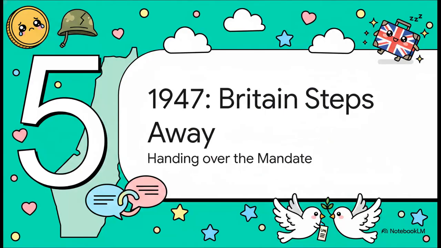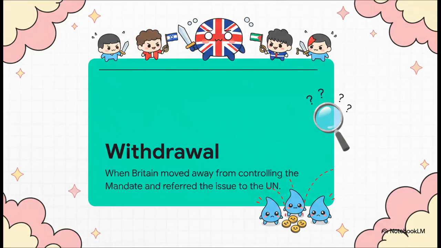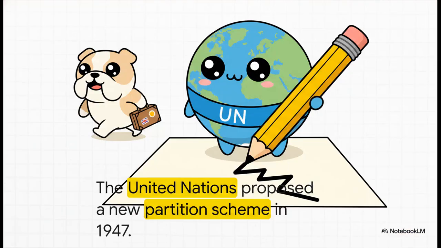And that brings us to Section 5, 1947, Britain steps away. Exhausted, unable to find a working solution, bleeding resources, and facing constant attacks, Britain opted for withdrawal. They formally decided to just step away from the mandate entirely. They finally realized that no British policy was ever going to resolve those competing nationalist aims. They literally packed up their files and handed the whole problem over to the international community, specifically the newly formed United Nations. And what did the UN do?